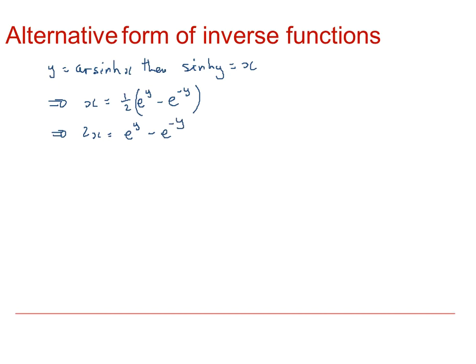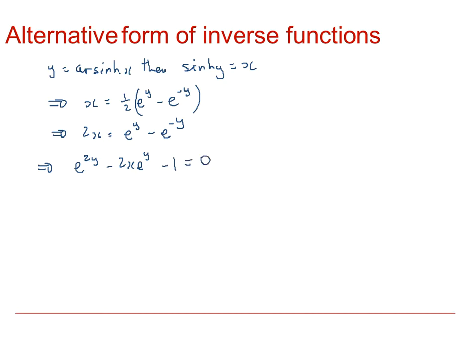and we can multiply that by e to the y throughout the whole equation to give us a quadratic in e to the y. So we get e to the 2y, and then we need to subtract 2x e to the y, and then the minus e to the minus y, if we multiply that by e to the y, it becomes just minus 1, and that must be equal to 0.